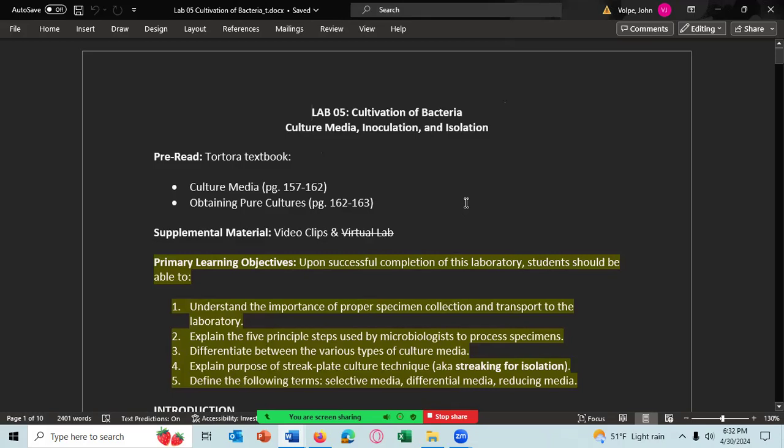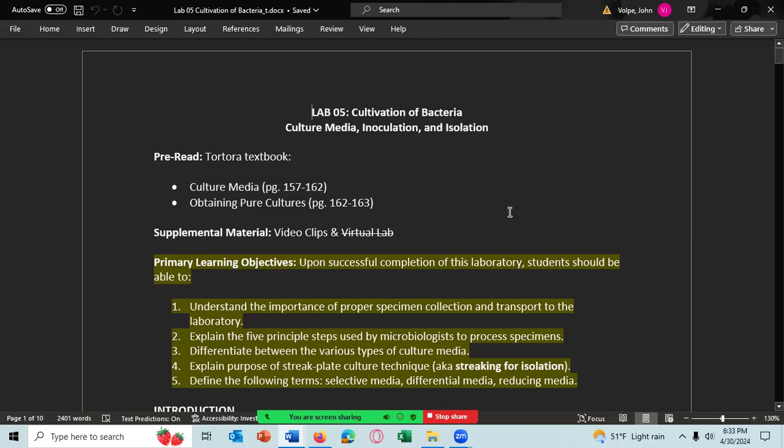Lab 5, cultivation of bacteria, culture media, inoculation, and isolation. As always, there's a little bit of reading before the lab. Today it's really short. A few pages on culture media, and then a page on obtaining pure cultures. There is no virtual lab today. We've removed it because it required the use of Flash, and Flash is no longer supported. It doesn't work. But there are some video clips in today's lab.